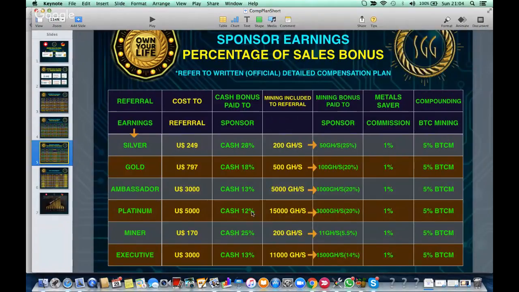On top of that, you're going to get bonuses in mining as well. You get 25% of the value of this. 25% is in mining. 20% of the value of this is in a mining bonus. 20%, 20%. This is the smallest, 5.5. But you know, 20% of the value of your mining comes back to you as a bonus. And from 13 to 28% and anything in between of the value of this package comes to you as cash.